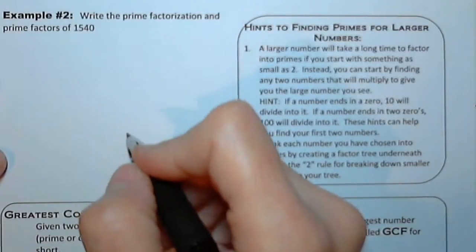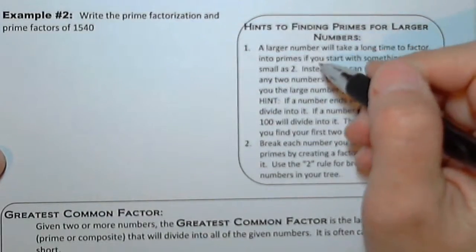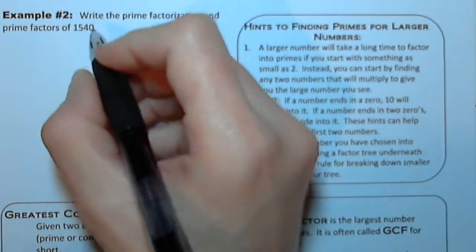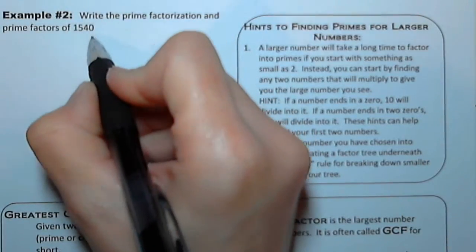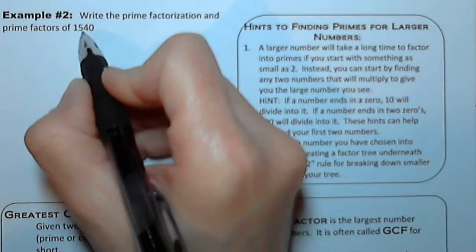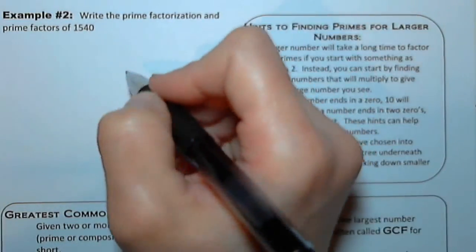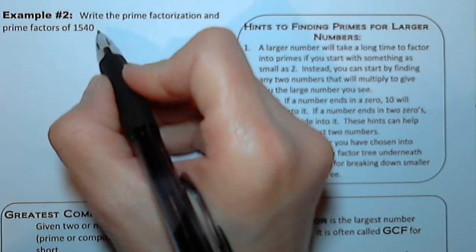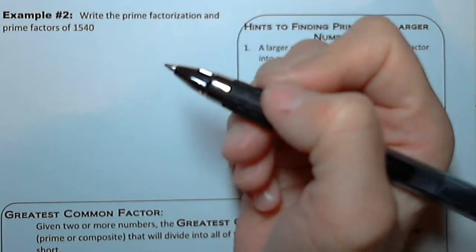Another example of finding prime factorization and prime factors, and I've given you another procedure that you can try if the numbers are quite big. The one thing to try is if it ends in a 0, that tells you it's divisible by 10. If it ends in 2 zeros, it's divisible by 100, and 3 zeros, it's divisible by 1,000. If it ends in a 5, you can also assume that it's going to be divisible by 5 as well.